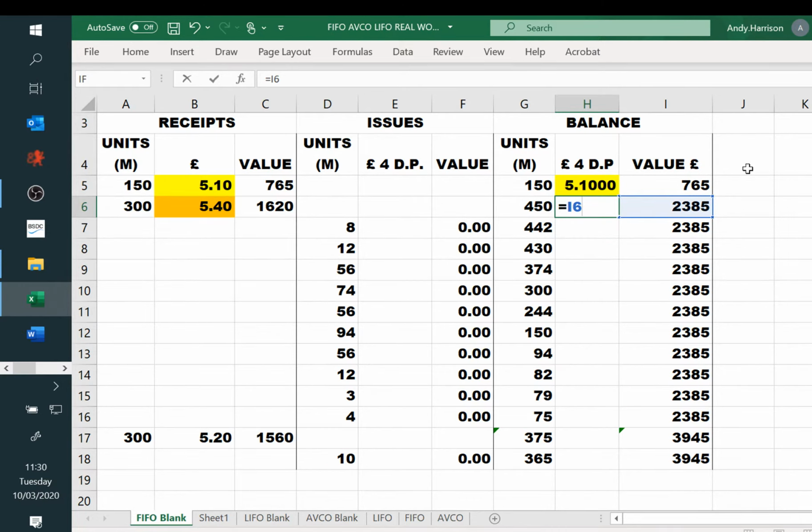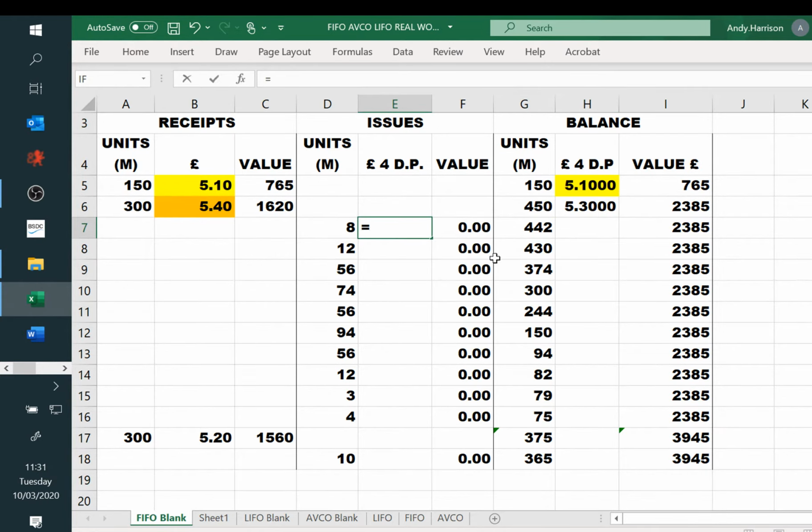And we're going to divide I6 by G6. In other words, we're just going to work out that on average the balance is £5.30. Well, we're not really interested in that because we've got two batches and we're using FIFO. FIFO, first in first out, means we're going to issue from our batch at £5.10.